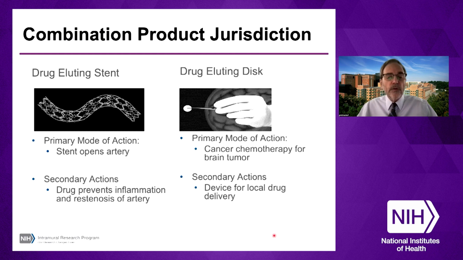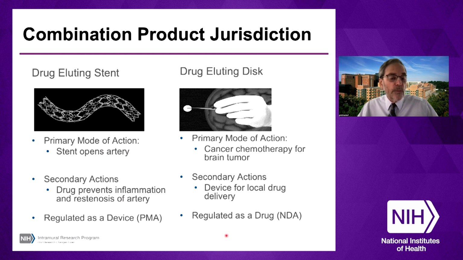And so the primary review center, whether it's the Center for Drugs or the Center for Devices, depends on the primary mode of action. The drug-eluting stent would be regulated as a device, and there would be input from the Center for Drugs. The drug-eluting disc, on the other hand, would be regulated as a drug because its primary action is cancer chemotherapy, but there would be input from the Center for Devices because of the device component, which is the drug delivery disc.